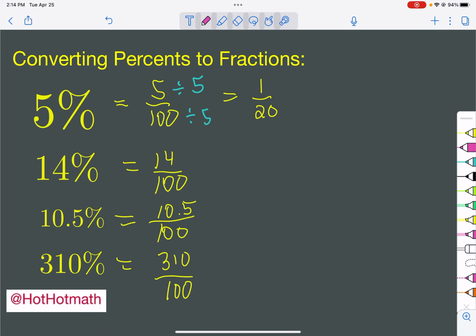In the second fraction, 14%, that's 14 per 100, 14 over 100. Divide that by 2. We get 7 over 50.